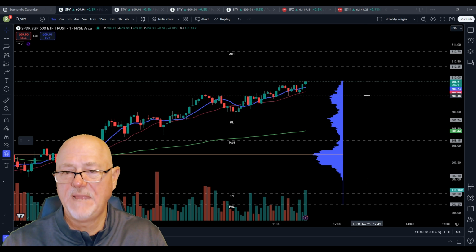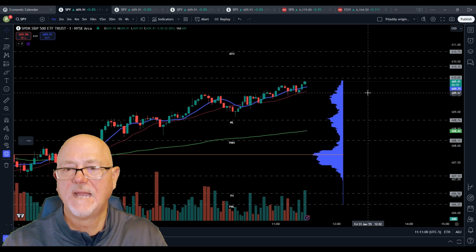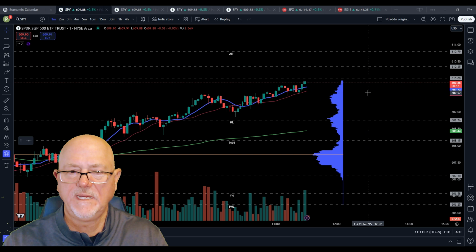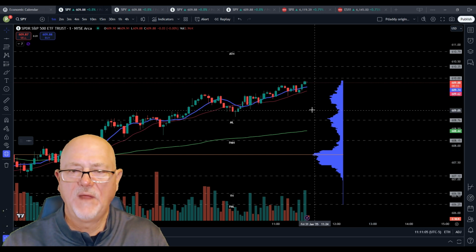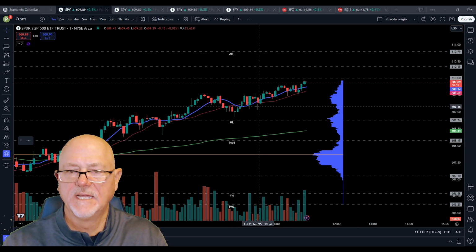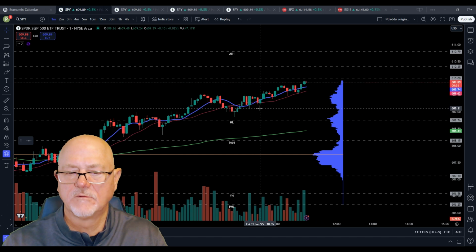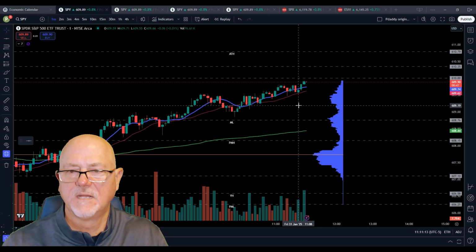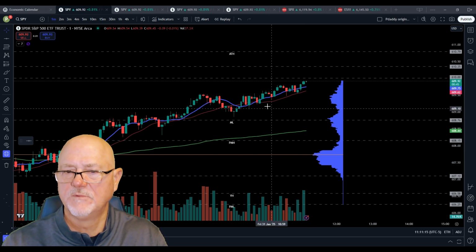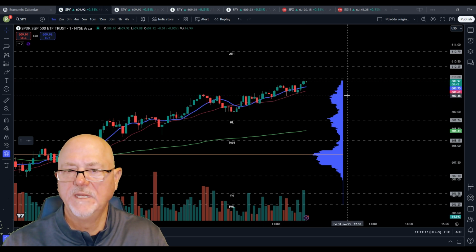Good support on the 9. We came down and touched that 20 more times than I generally like to. But nevertheless, after we got that cross to the upside, after we got that confirmation candle at 10:55, we really only touched the 20 one time, a couple of minutes ago. We tested the 9 a couple of times, but we knew we had good support based on the volume profile, folks.